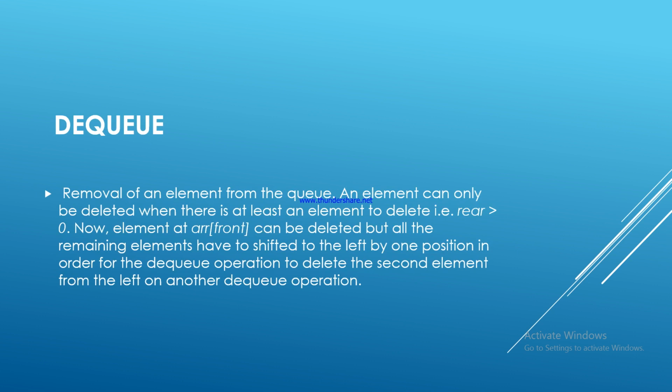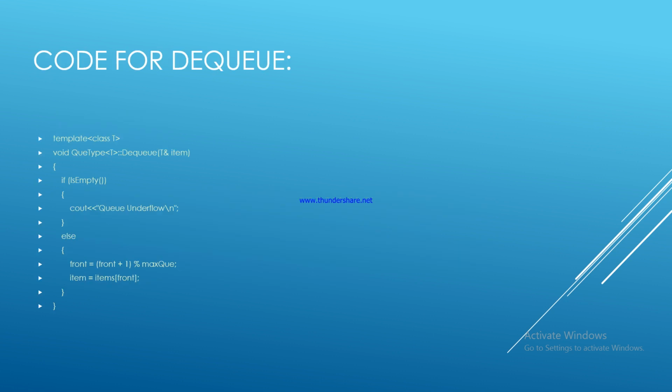DEQUEUE is the removal of an element from a queue. DEQUEUE usually occurs when there is at least one element in the queue. If there is no element in the queue, then DEQUEUE cannot be performed. The rear must be greater than 0. Now the element at the array front can be deleted, but all the remaining elements have to be shifted to the left by one position, in order for the dequeue operation to delete the second element from the left on another dequeue operation. Here is the code snippet for the dequeue.